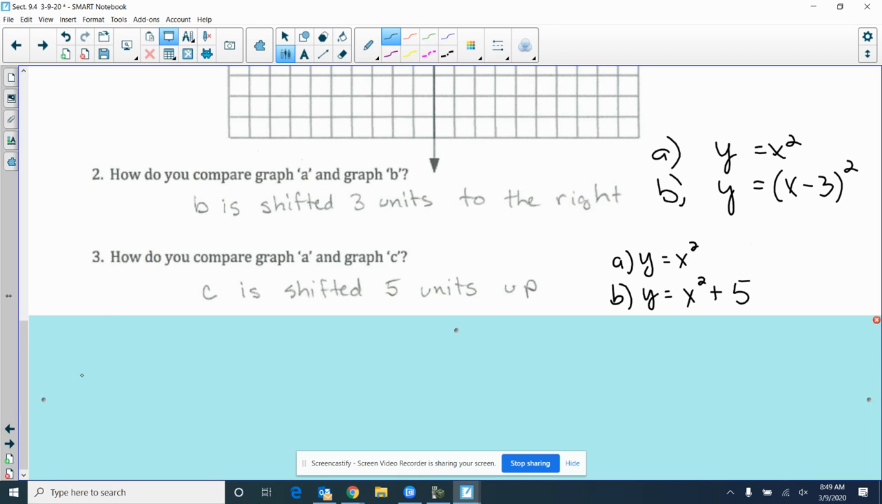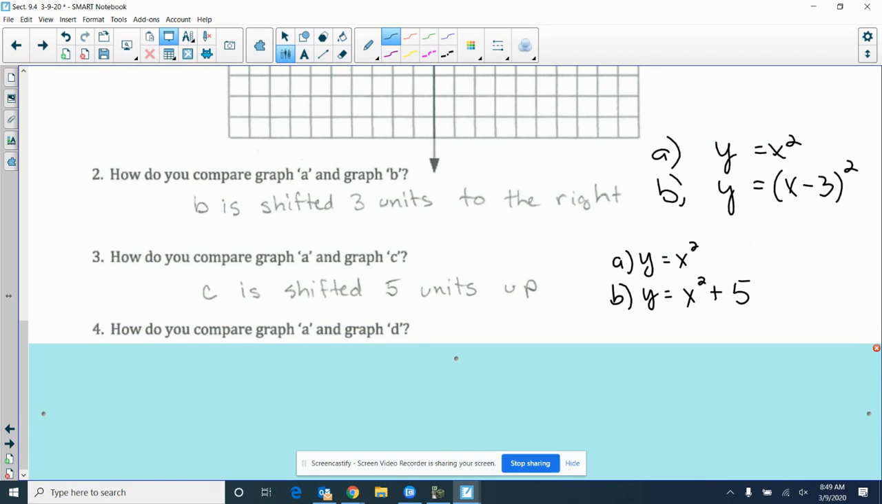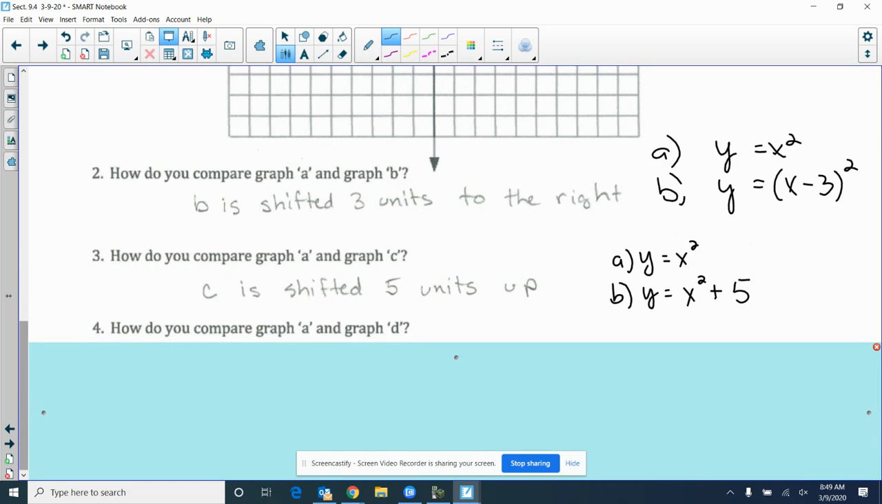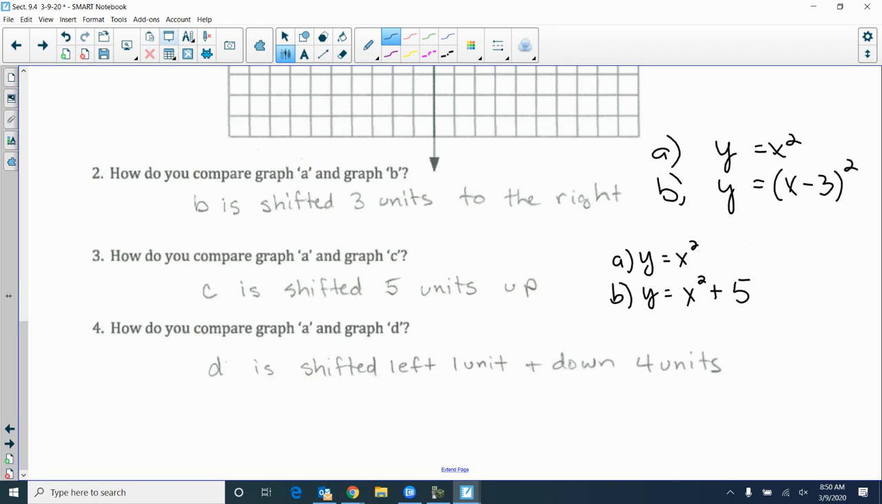All right, how is graph A and graph D related? Or how has graph D been moved? It's been moved 4 units down, 1 to the left. So D is shifted left 1 unit, down 4 units. Doesn't matter which way you do it.